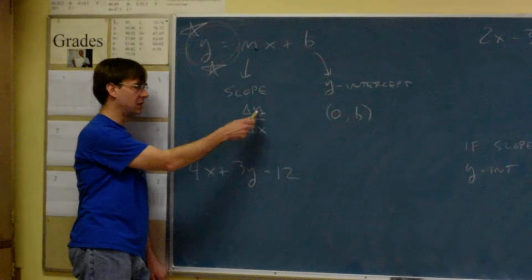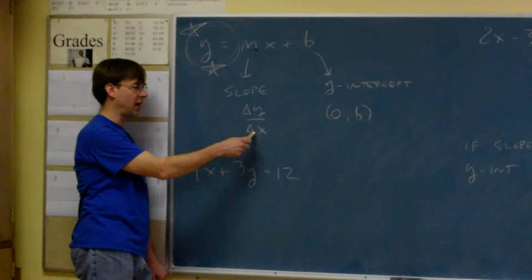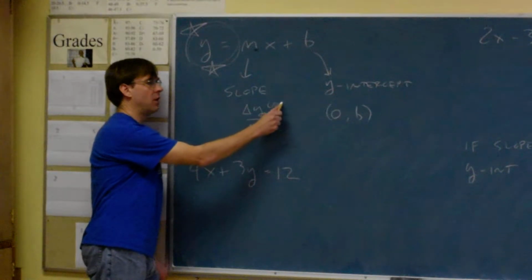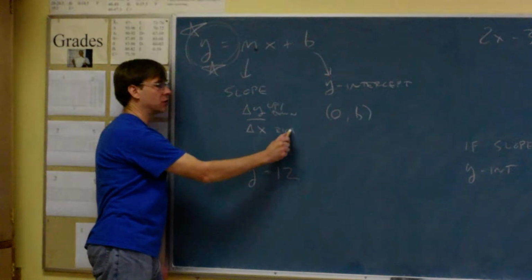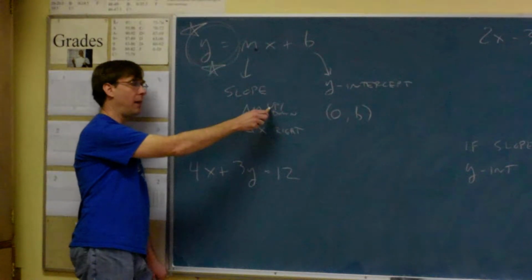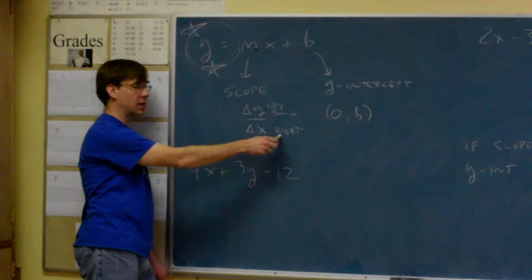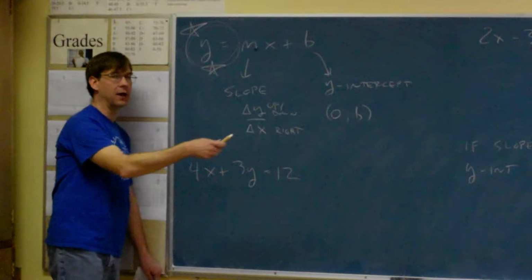The slope is the change in y over the change in x, where this number used to send us up or down, and this number always sent us right. Positive slopes go up, negative slopes go down, everything goes right. We'll need that in a minute.